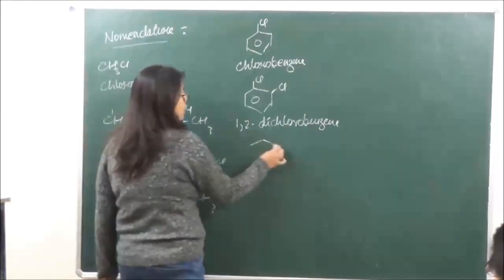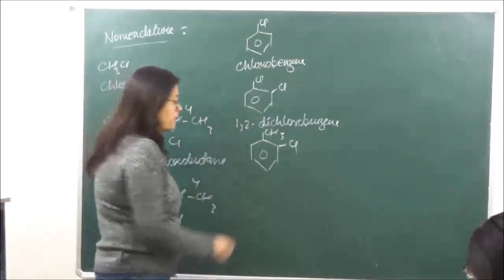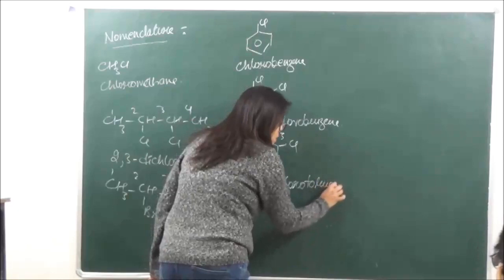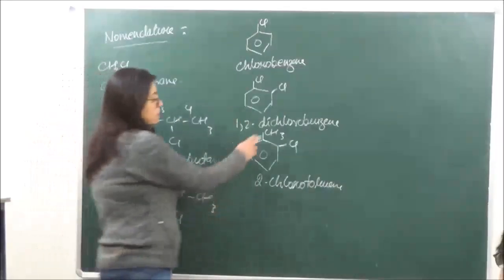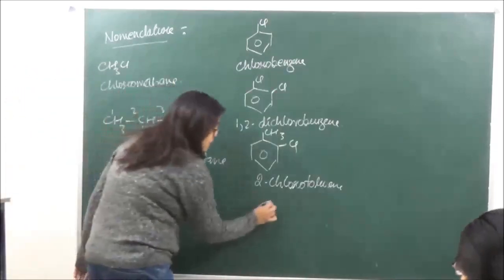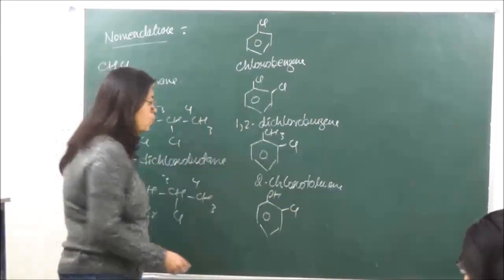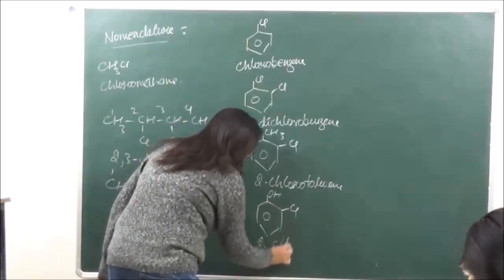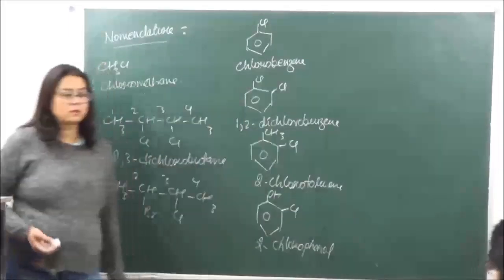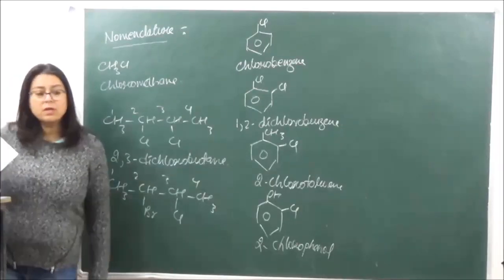If along with this we have some other major functional group present, like CH3, then this will be known as 2-chlorotoluene, right? Because the CH3 group, when present, is known as toluene. Similarly, if we have another important functional group present over here, OH and chlorine, this is going to be 2-chlorophenol, right? So this is what we have over here. This is how you are going to name the haloarenes.